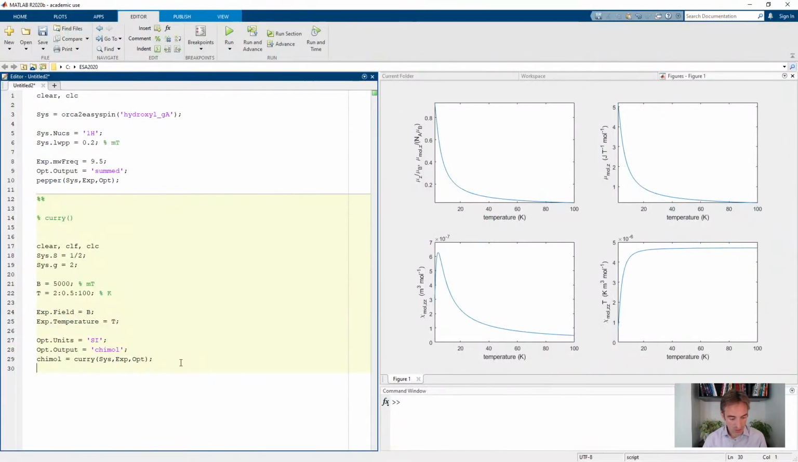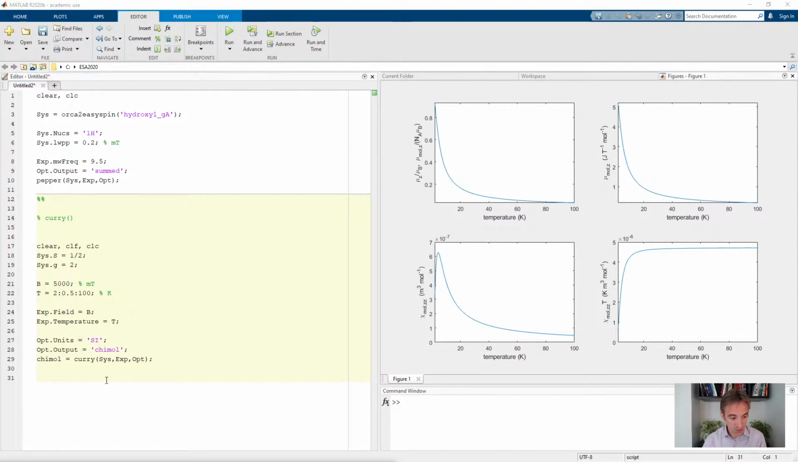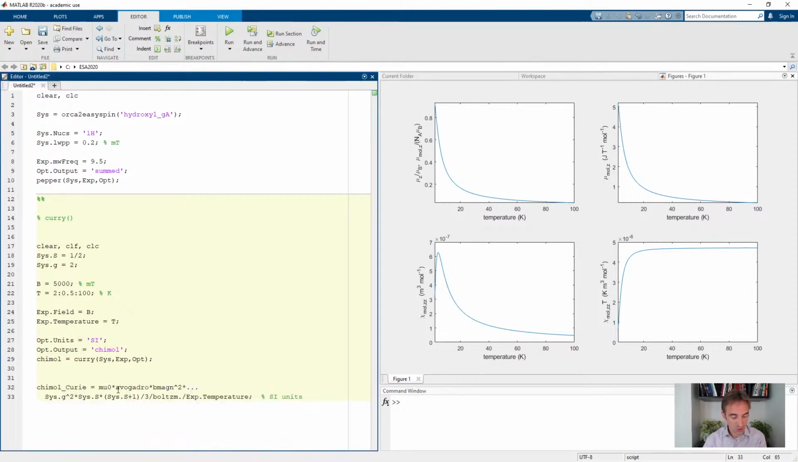Okay, going back to this chi mole, this is how we calculate chi mole using the Curie function, which uses the spin Hamiltonian matrix and basically does an exact calculation. We can also write out the Curie law. I'm going to copy paste that as I prepared this. The Curie law, of course, depends on S times S plus 1 and g squared and on the temperature. And we can now plot these two results together.